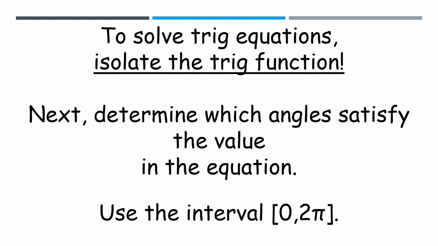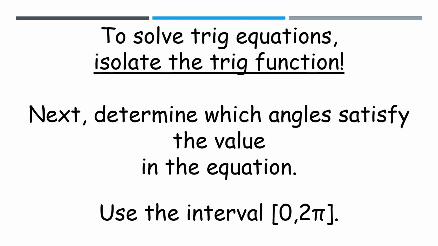So when we are solving for trig equations, you've got to isolate the trig function first. Then you're going to determine the angles or the radians that satisfy the value in your equation. And we're only going to look at one full cycle. So we're only going to look from 0 to 2 pi. And you'll notice I have this in interval notation in brackets, meaning you're going to include 0 and 2 pi. So if 0 is a solution, 2 pi should also be a solution.